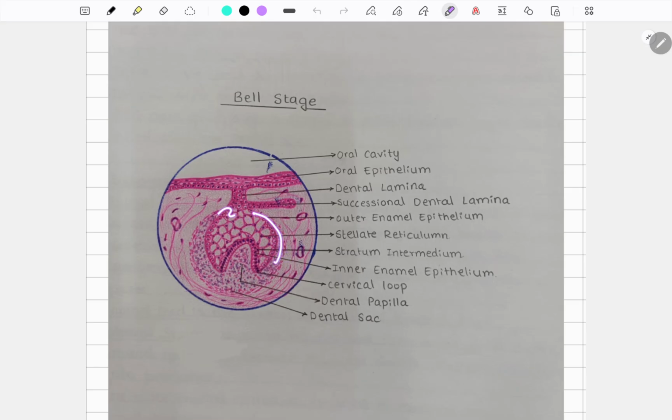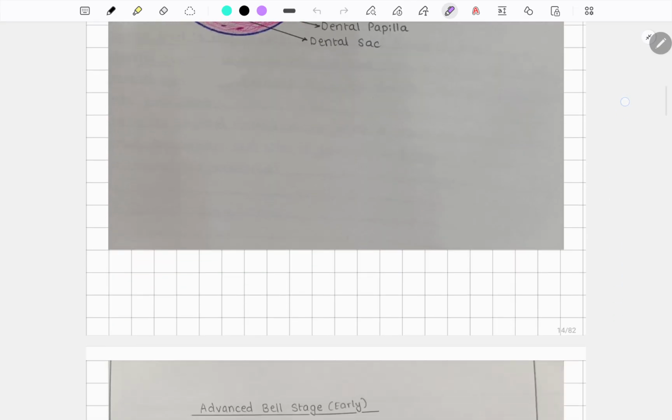Then outer enamel epithelium with cuboidal shaped cells, inner enamel epithelium with columnar shaped cells, then stellate reticulum you need to make, and there will be a stratum intermedium which will be in between inner enamel epithelium and stellate reticulum. Then there will be a cervical loop at the meeting of inner enamel epithelium and outer enamel epithelium. Then there will be dental papilla, and this will be dental sac. You just need to make sure that the outer shape of the diagram is bell shaped.